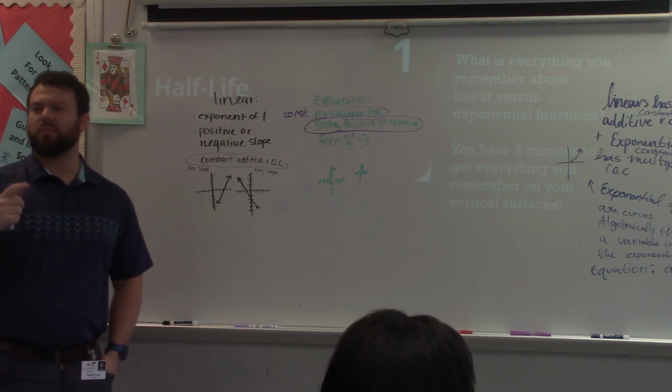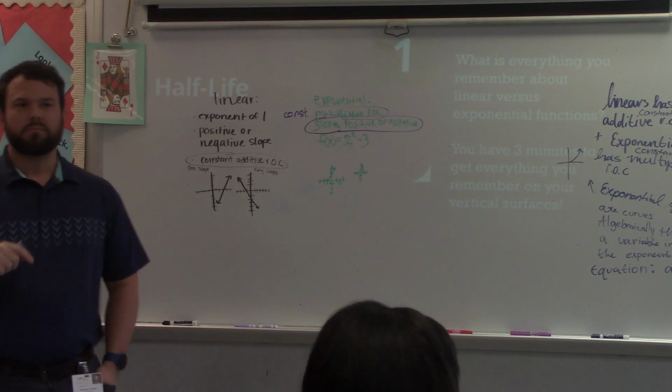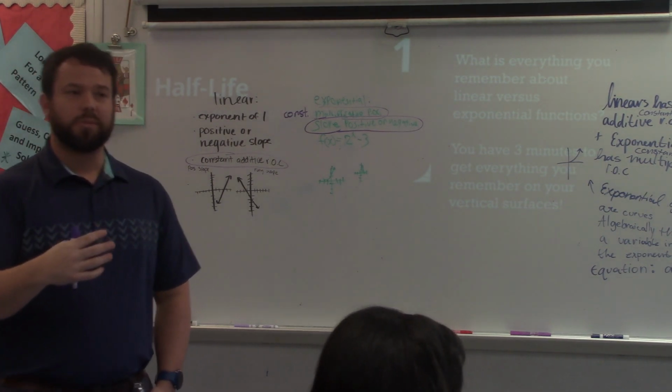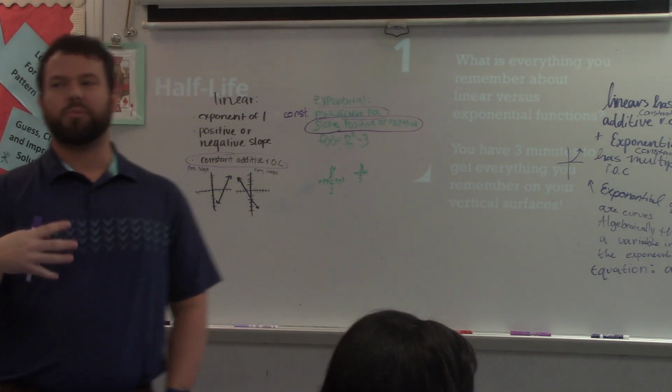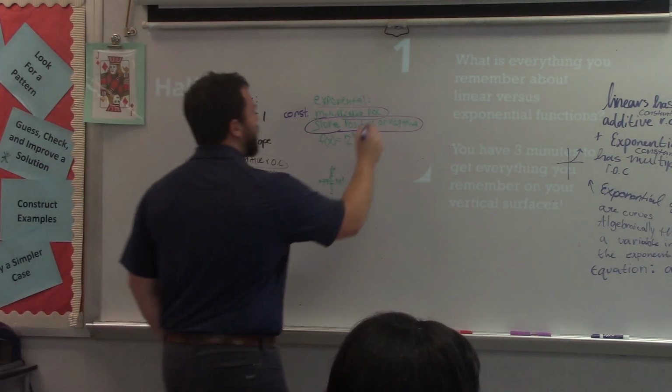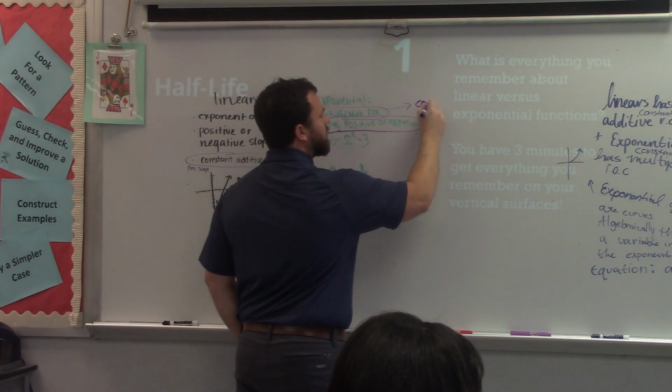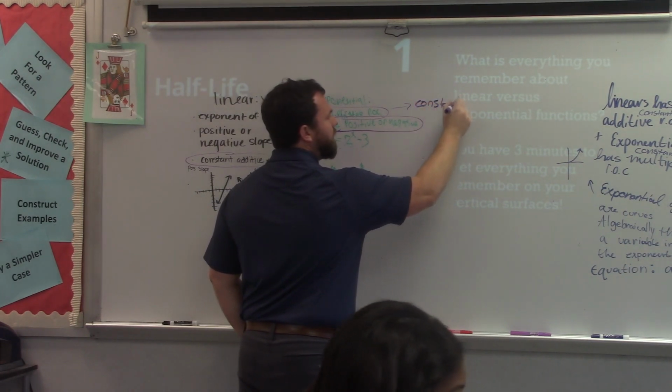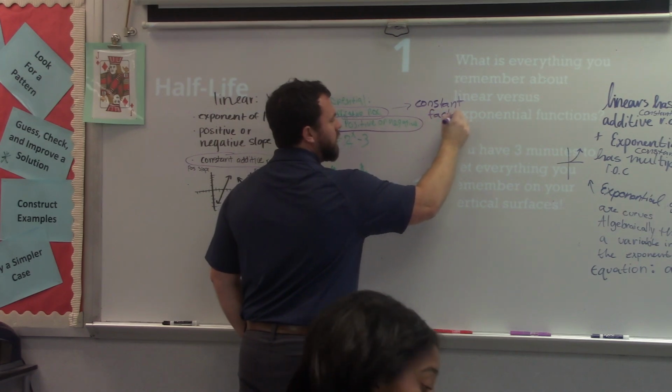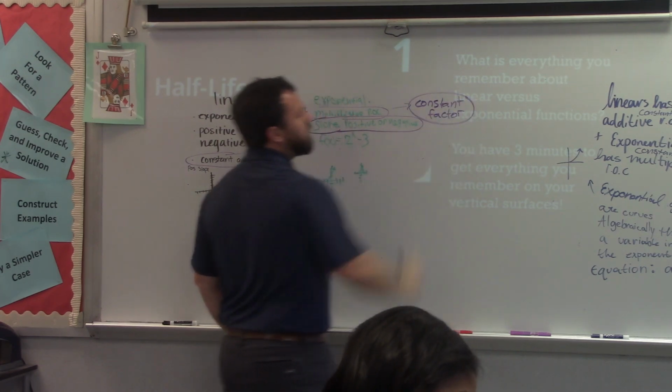What's that rate of change for an exponential called? It is constant multiplicative, but there was a name for that constant multiplicative rate of change. It was called a constant something. Remember, what do we mean by factors? Things that are being multiplied. That's why we have a factored form of quadratics.